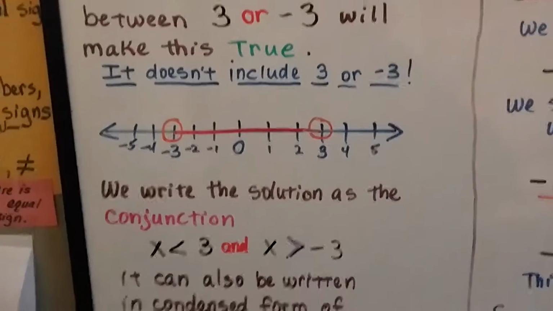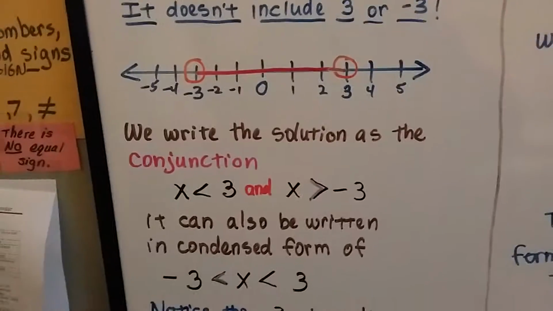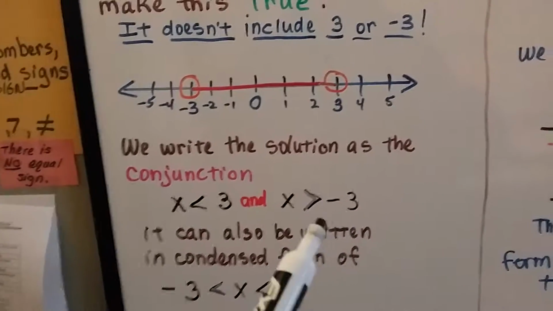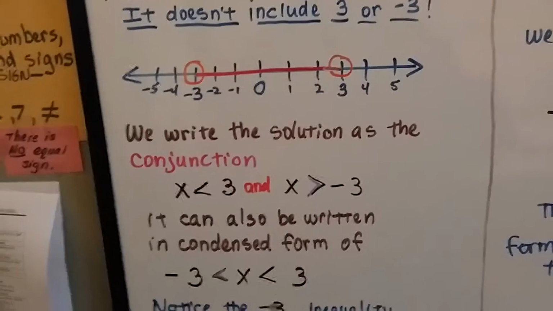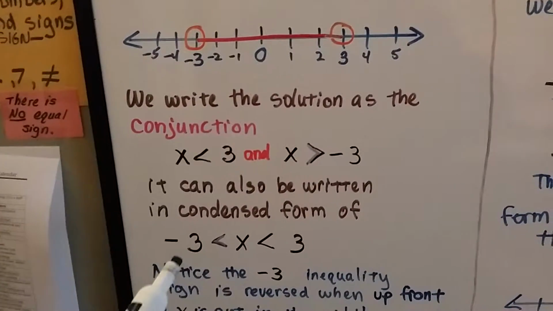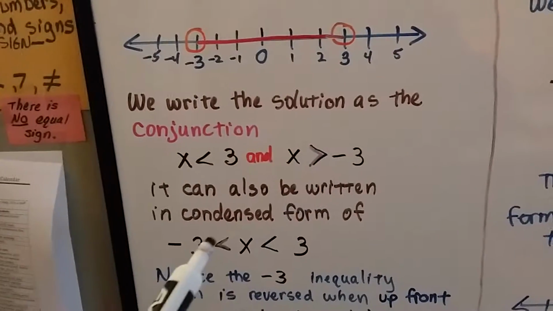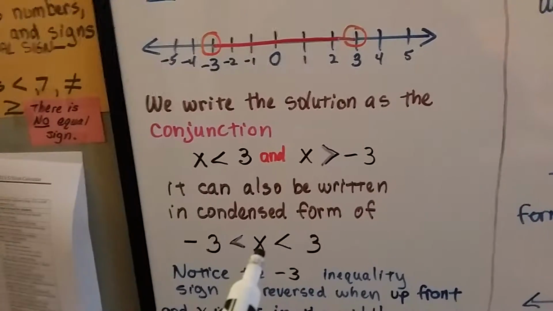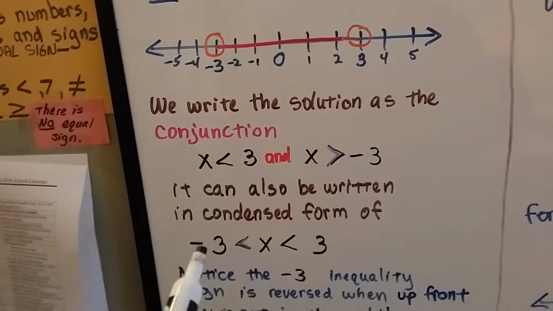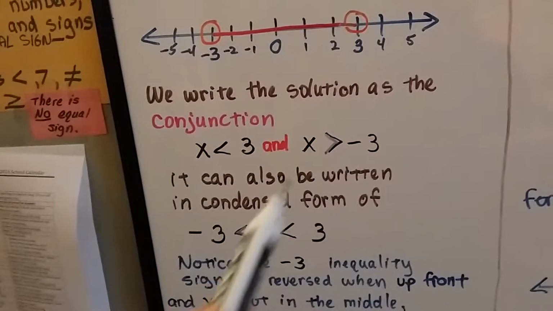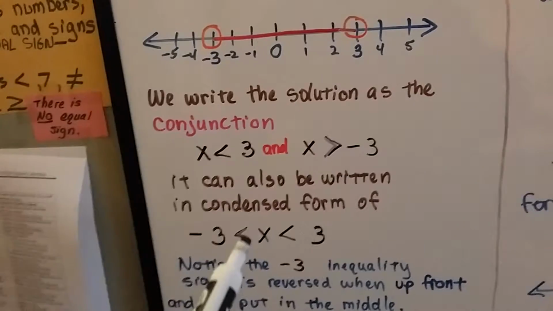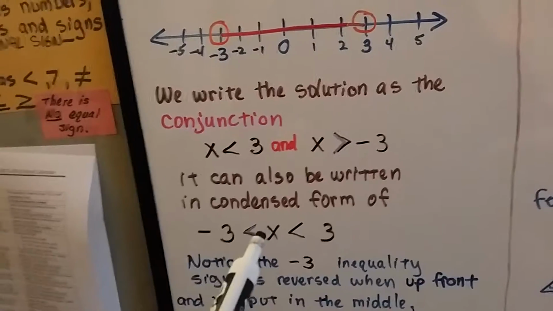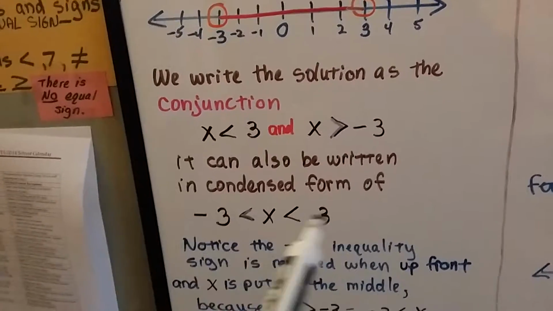We can write the solution as a conjunction with and: x is less than a positive 3 and x is greater than a negative 3. Now pay attention to this sign here with the negative 3. It can also be written in the condensed form with the sign switched around, because you notice the x is on the left and the negative 3 is on the right. Now the x is on this side and the negative 3 is on the left. So we had to flip that sign around, because the bigger part of the sign needed to be open towards the x. See? It needs to be open towards the x.